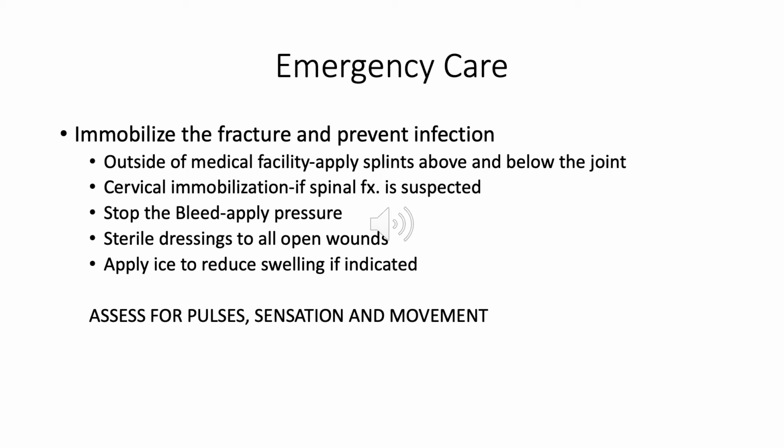The primary diagnostic test for a fractured bone is an X-ray. In some cases, they may do a bone scan, an MRI, or a CAT scan. Cervical immobilization, if a spinal fracture is suspected. If it is open and bleeding, you want to stop the bleeding and apply pressure. Preventing infection includes sterile dressings to all open wounds, and apply ice to reduce swelling if indicated.